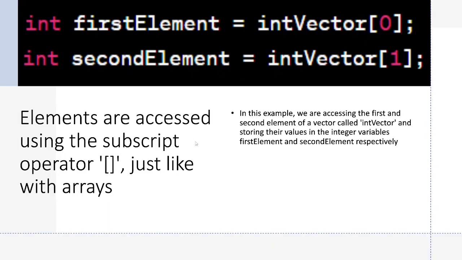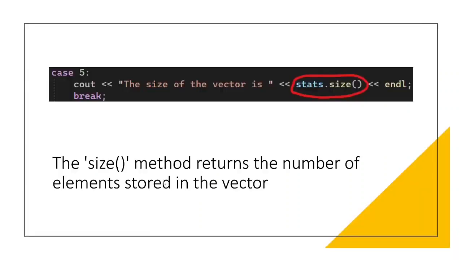And if you want to access specific elements in the vector, you simply do so as you would with a normal array. So in this example, we're accessing the first and second element of a vector that is called int vector, and storing their values in the integer variables first element and second element in this picture. So you just simply use the subscript operator just like you would with a normal array. So nothing changes there. And the size method returns the number of elements that are stored in the vector.